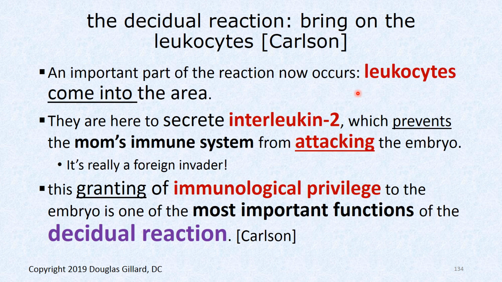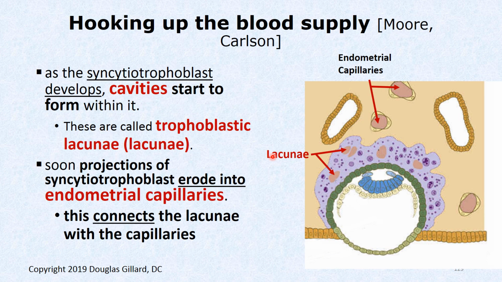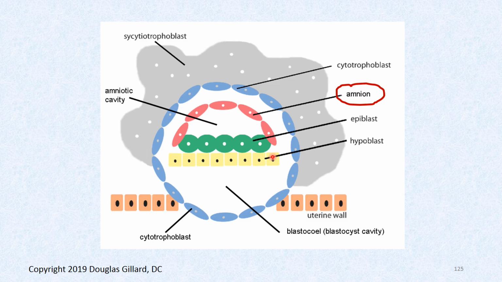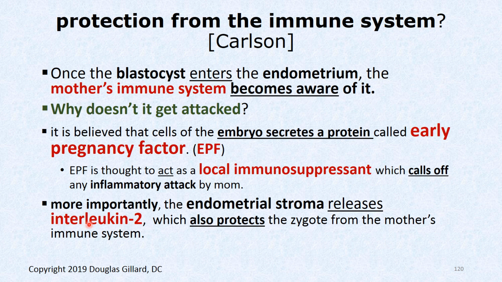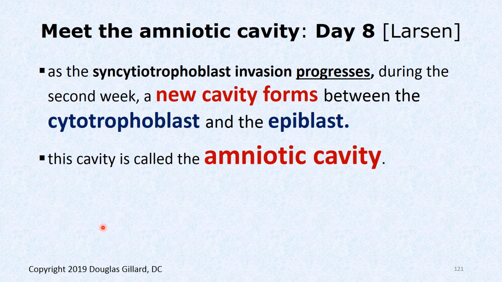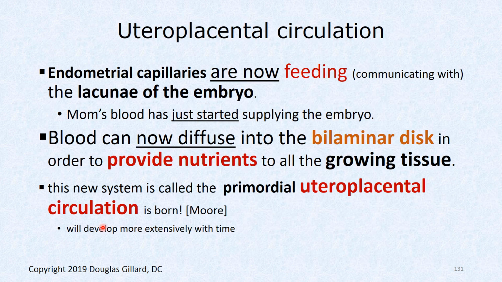Okay, and important: as this decidual reaction is going on, as these cells are swelling up, something else happens. Leukocytes now come into the area as part of this decidual reaction, and these leukocytes secrete interleukin 2. That also prevents the mom's immune system from attacking the embryo, right? Let me jump back here real quick. Yep, that's the same one that we talked about right back here. I thought I might have said interleukin 1, but I didn't. Sorry about that. We're good.